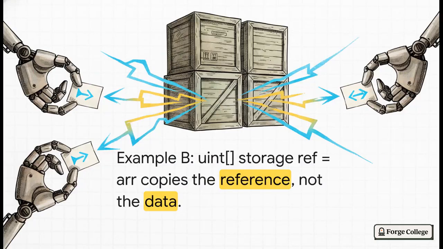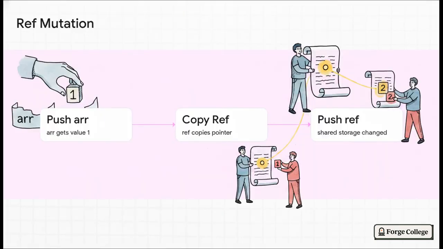Now let's contrast that with example B, where we use a dynamic array which, remember, is a reference type. We have a storage array called R. Then we declare a new reference pointing to it, saying uint array storage ref equals R. Let's walk through these execution steps. Step 1, we push the number 1 into R. Step 2, we say ref equals R.